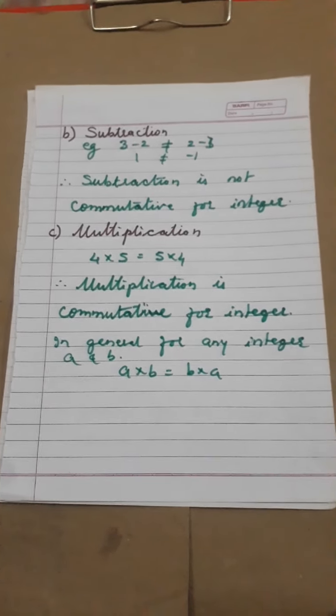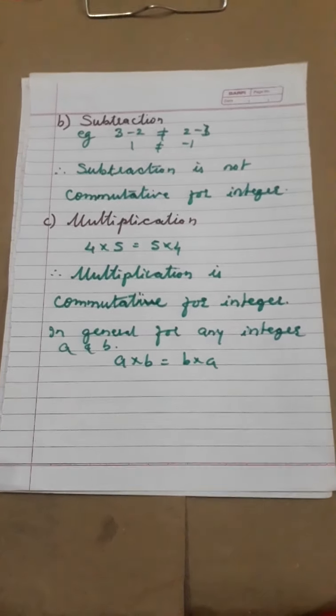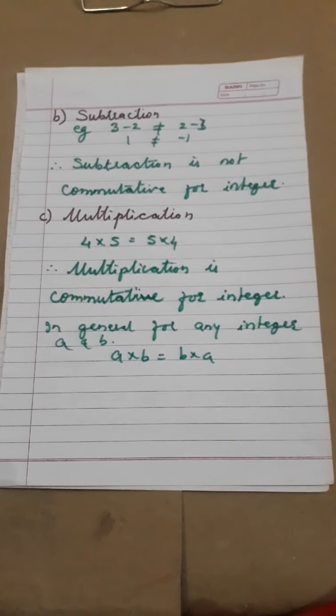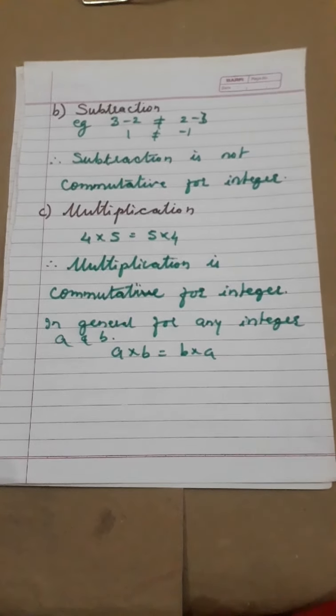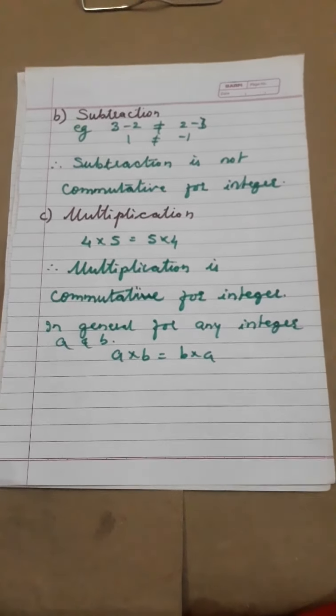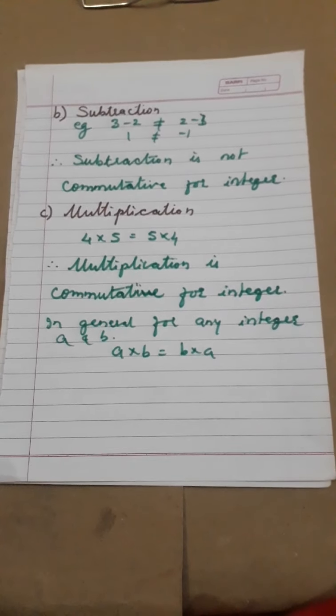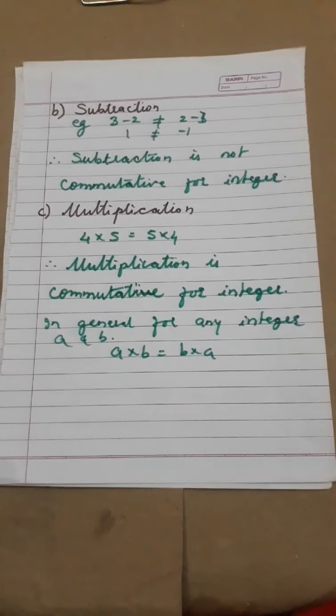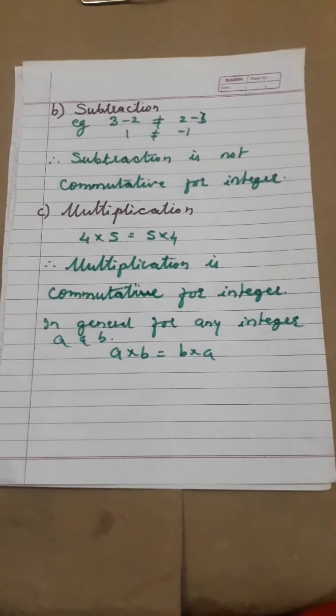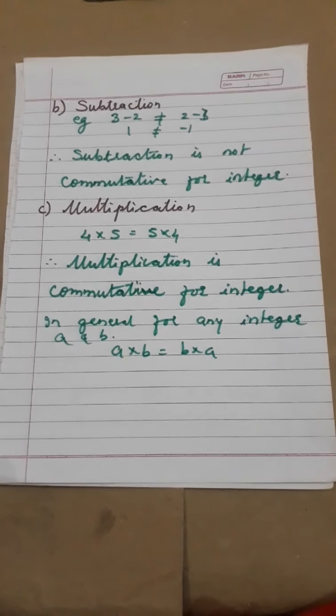Students, let's go with the next sign, subtraction. So 3 minus 2 and 2 minus 3, what will you get? 3 minus 2 is 1 and 2 minus 3 is minus 1. So both are not equal. So we can say subtraction is not commutative for integers.